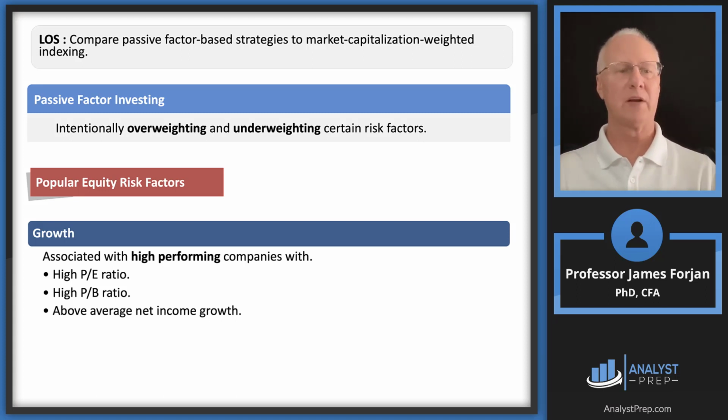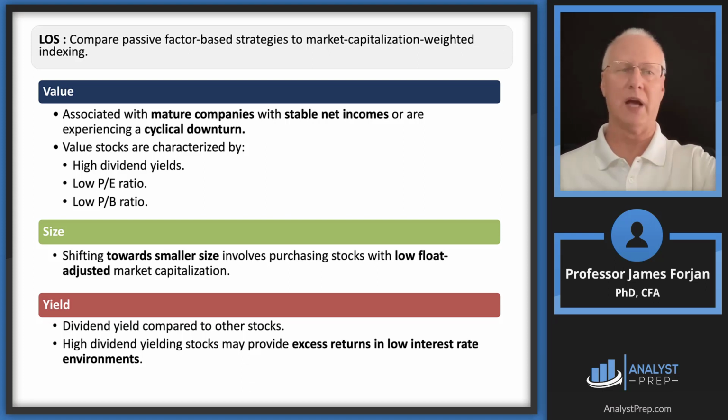All right, so equity risk factors, we know this. Growth, we know these are high price earnings, high price to book, above average net income growth. So there's growth, and there's value, which is kind of just the opposite: low PE and low PB ratios.